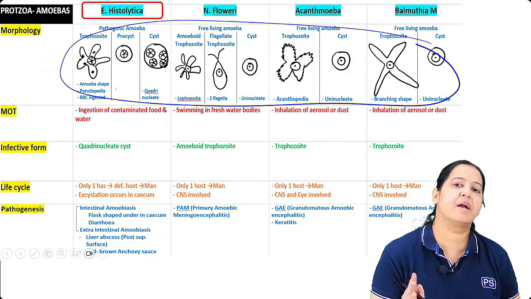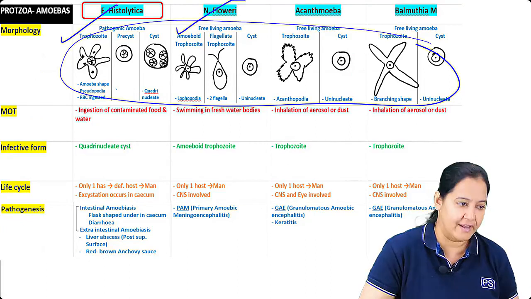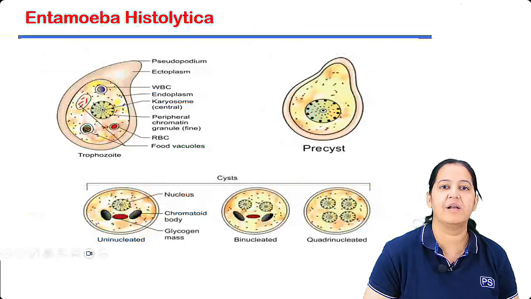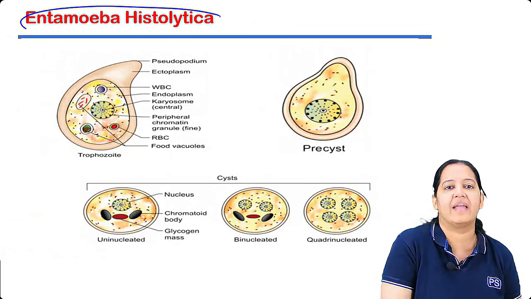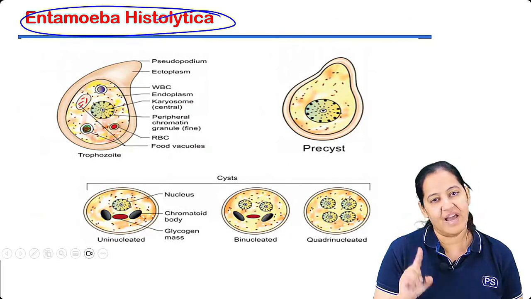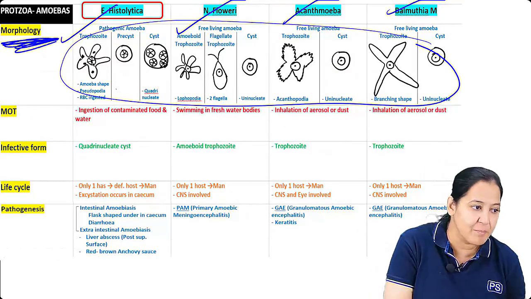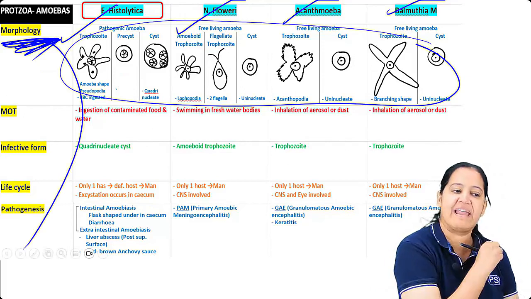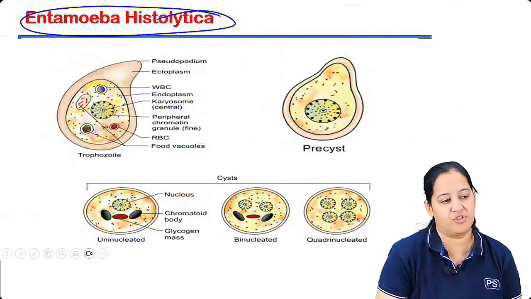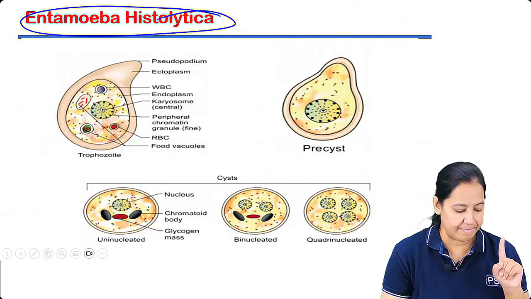Anyways, so let's start Entamoeba histolytica. Then I will move on to Naegleria fowleri, then Acanthamoeba, then Balamuthia. Whenever I start any parasite, the first thing I will teach you is the morphology. Without morphology, you cannot understand anything. The first thing you have to study is morphology.